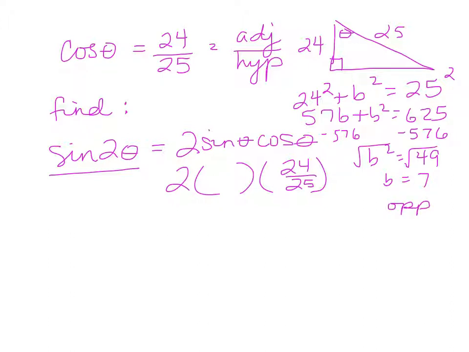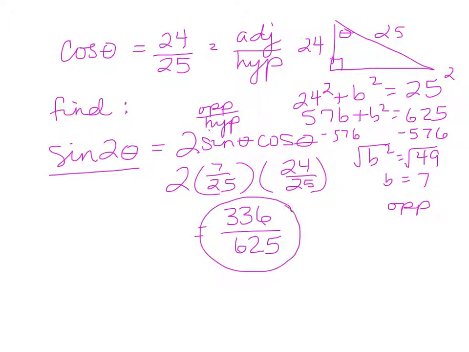So now you can do the sine, which is the opposite over the hypotenuse. So that's 7 over 25. Multiply everybody straight across. I can't do that in my head. 14 times 24 is 336, over 625. Nice. And there we go. That's pretty. That's not reducible.